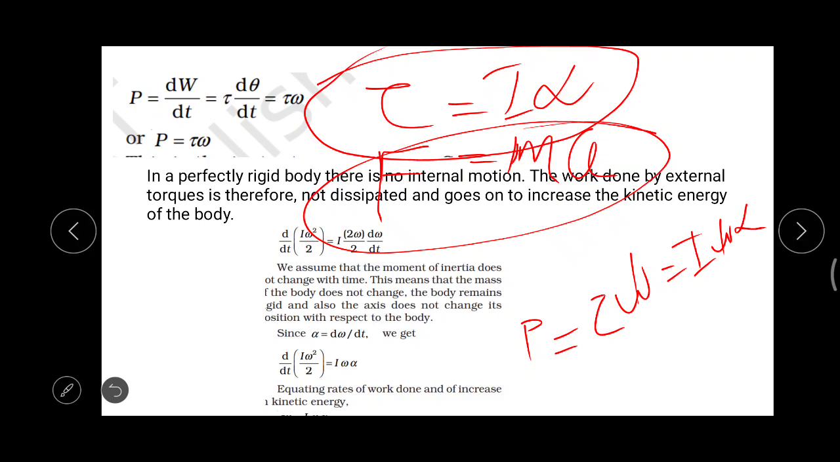For linear and rotational motion, you have to write it: tau is equal to I alpha is the analog of Newton's force law in the case of rotational motion.